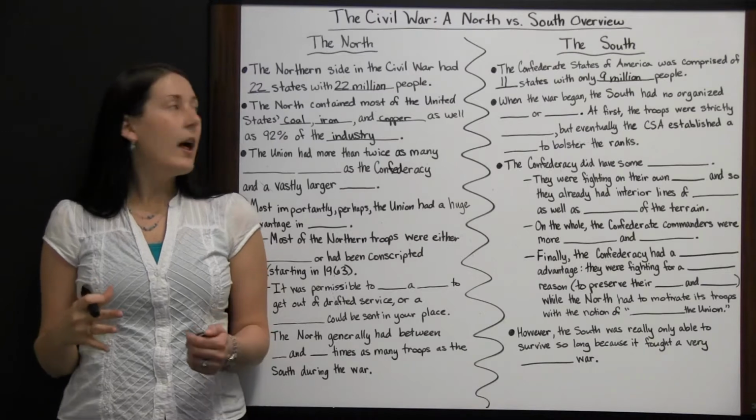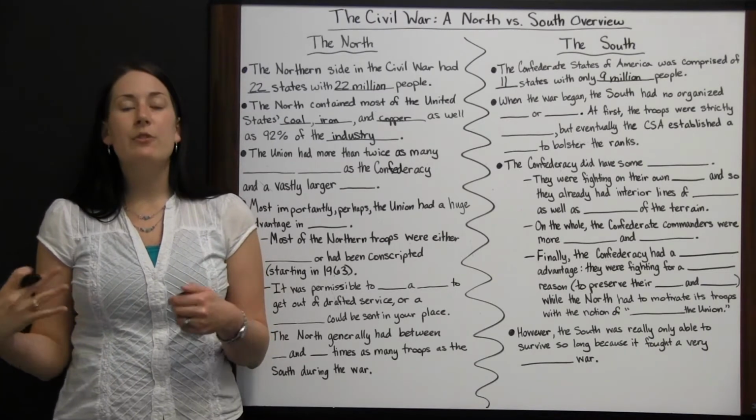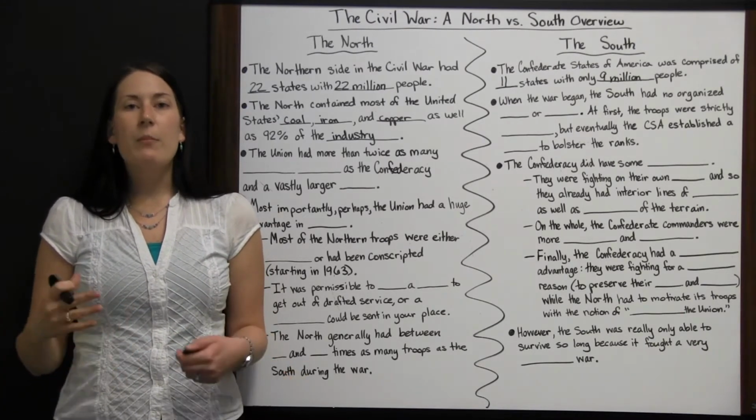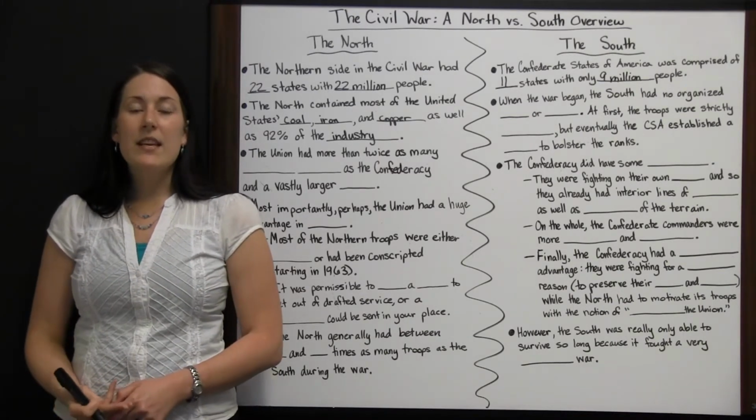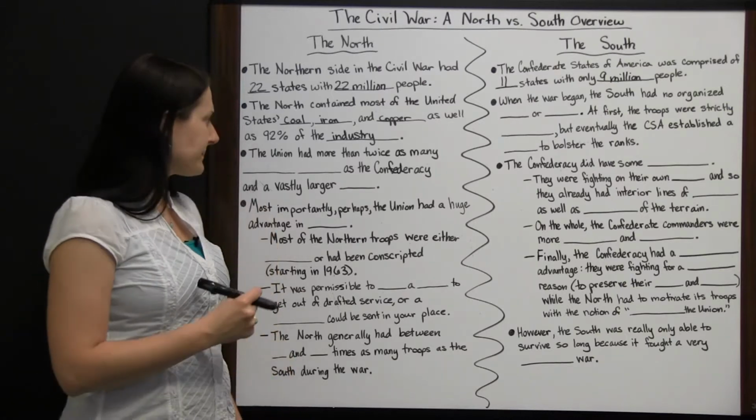They had the coal, iron, and copper deposits. They were able to use that to create more weapons and more ammunition as they needed them because they had 92% of the industry in that area already.